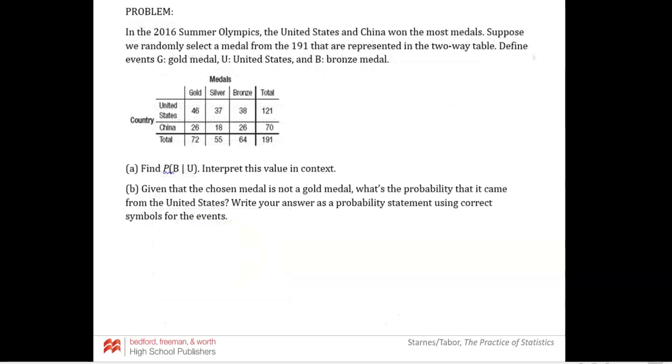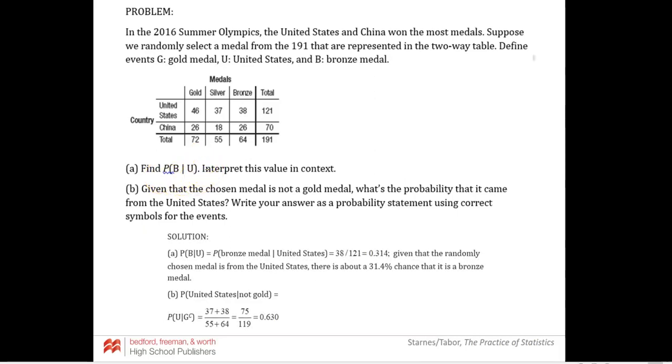Okay, last question. So in the 2016 Summer Olympics, the United States and China won the most medals. I kind of remember that. We randomly selected a medal from the 191 that are represented in the two-way table. Define the events: G is gold, U is United States, B is bronze. Okay, so this notation I need you to know.